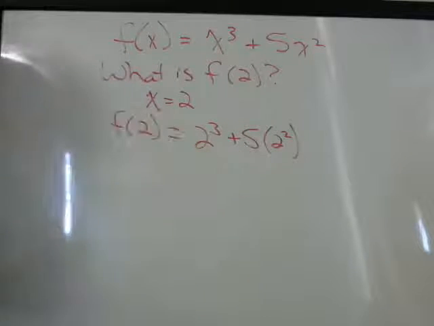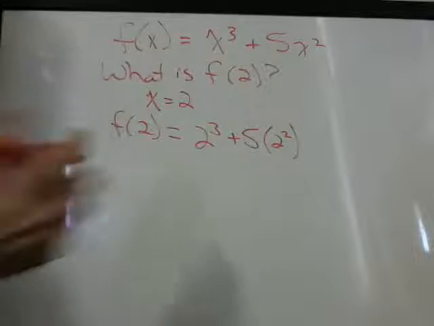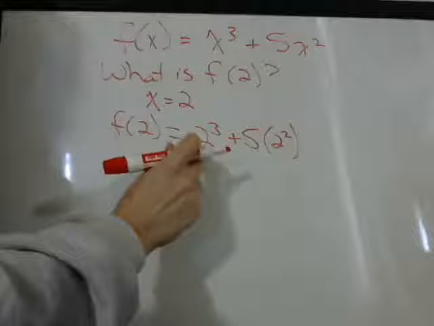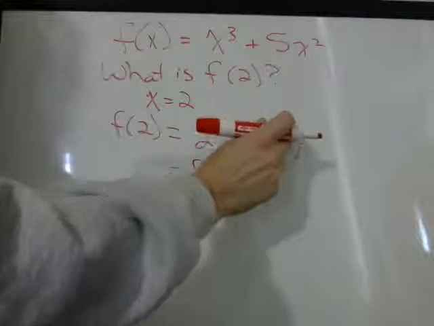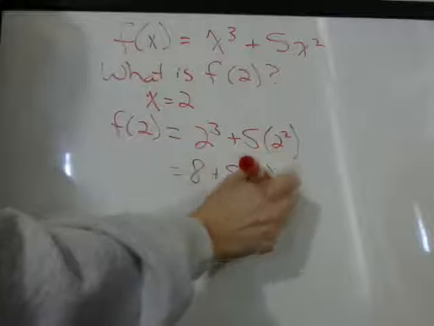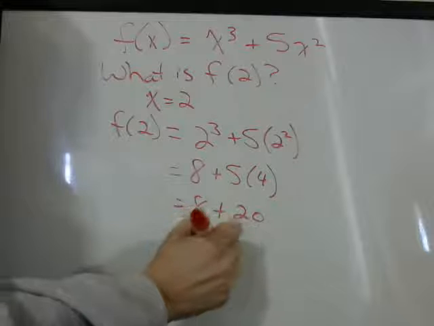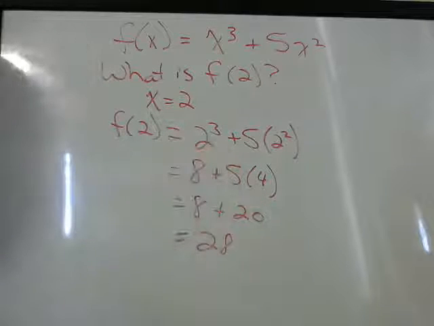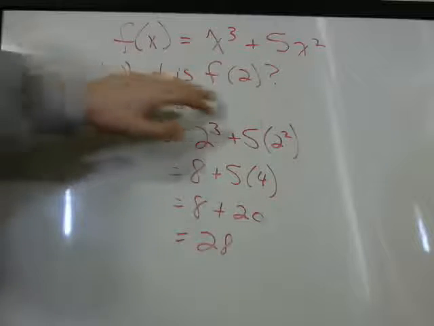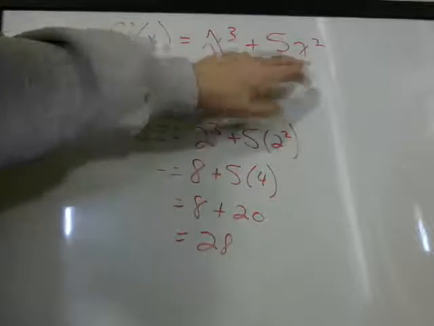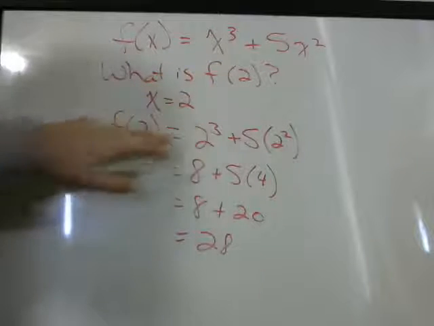So you need to know the order of operations. If you don't know what that means, you need to watch the video on that. So you're just going to evaluate this. What's 2 cubed? 8 plus 5 times 2 squared. 2 squared is 4, equals 8 plus 20 equals 28. So the answer to this question, what is f of 2, is 28. All you're doing is, every time you see an x, you're going to replace it with what's in here, a 2.